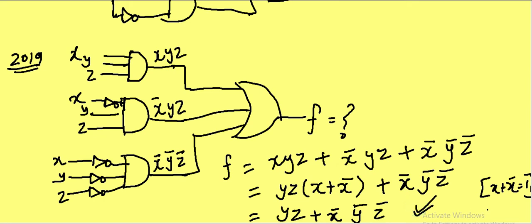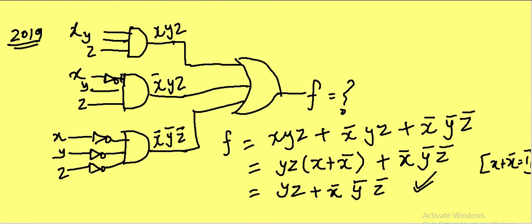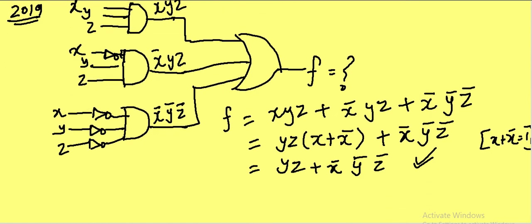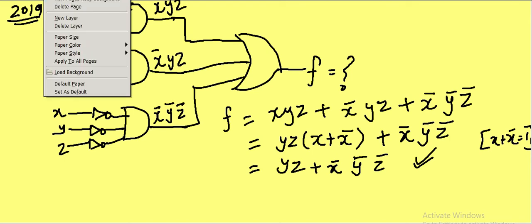So again here you can see that we have to remember the laws. Watch this discrete mathematics playlist in which I have already explained all the gates and all the laws. Now let me add another page. The last question is from December 2019.